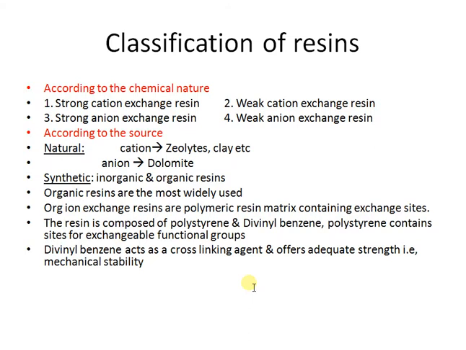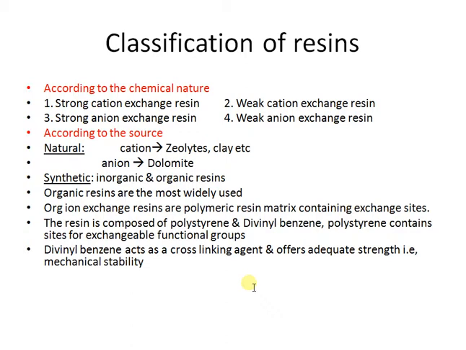Classification of resins according to chemical nature: strong cation exchange resin, strong anion exchange resin, weak cation exchange resin, and weak anion exchange resin. According to natural source, cation exchangers include zeolites and clay, and anion exchangers include dolomite. Synthetic resins can be inorganic or organic. Organic resins are the most widely used ion exchange resins.